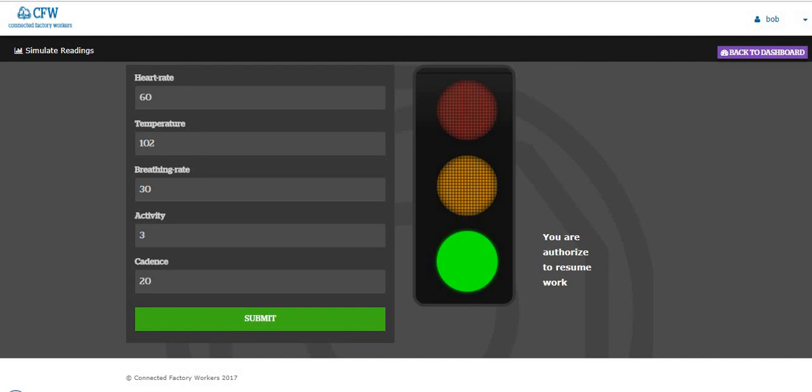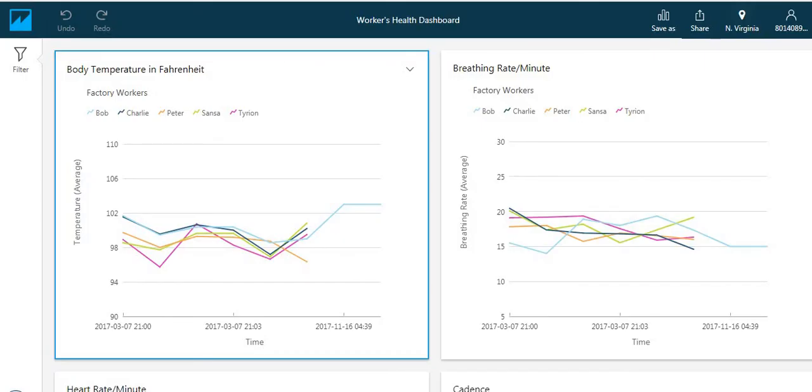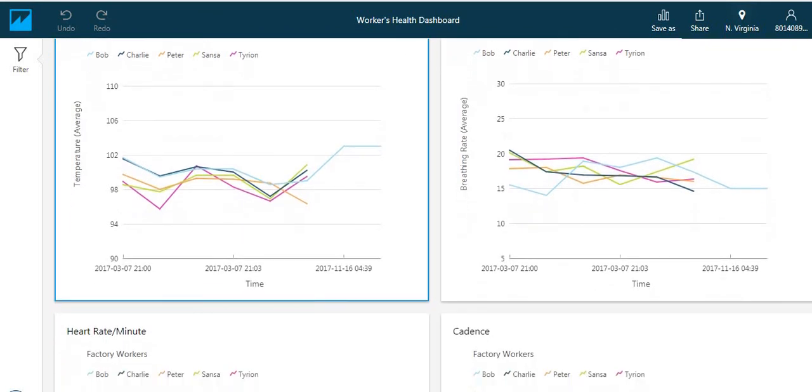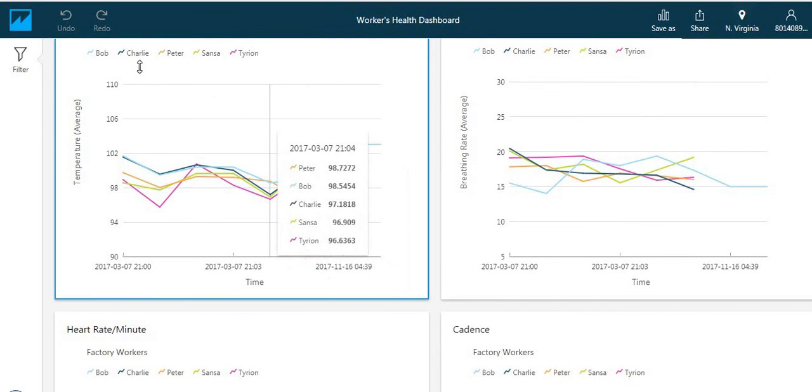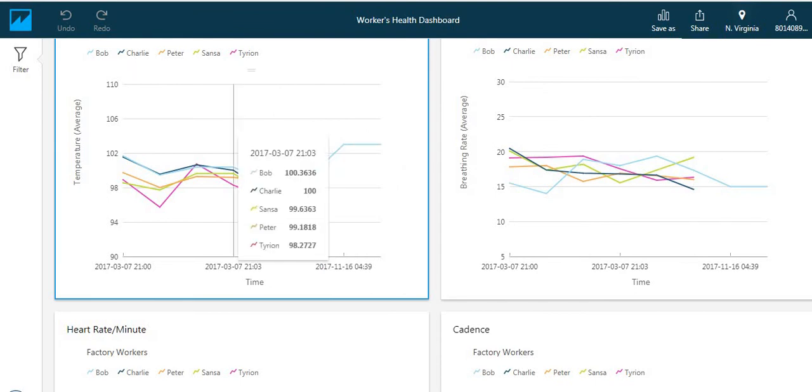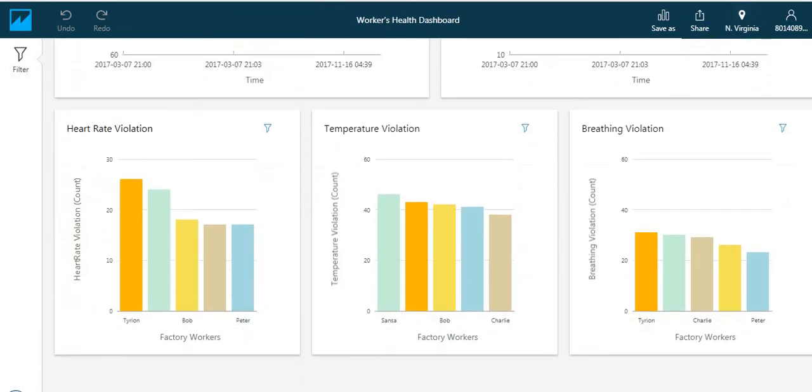dashboards. As you can see, we have also created a QuickSight dashboard for the supervisor so that he can see all the health parameters of all the workers. So we have Bob, Charlie, Peter, Sansa, Tyrion, and he can also come to know how many times Tyrion has a high temperature or a high heart rate.